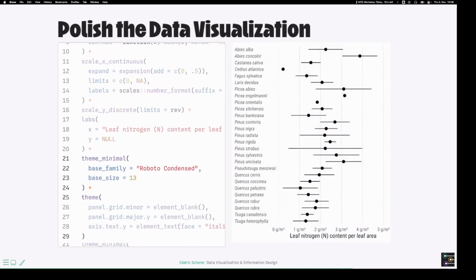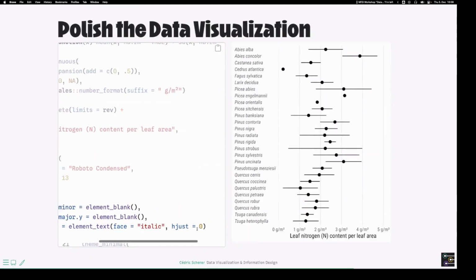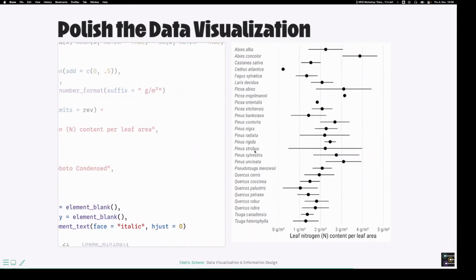Okay. I'm also removing my major grid here. Some people would maybe argue that it's helpful to match the labels to the error bars, so it might be fine. And then I'm also making my text on the axis italic because it's species names, right? And I make it left aligned instead of right aligned because in that case, I think it looks way better.